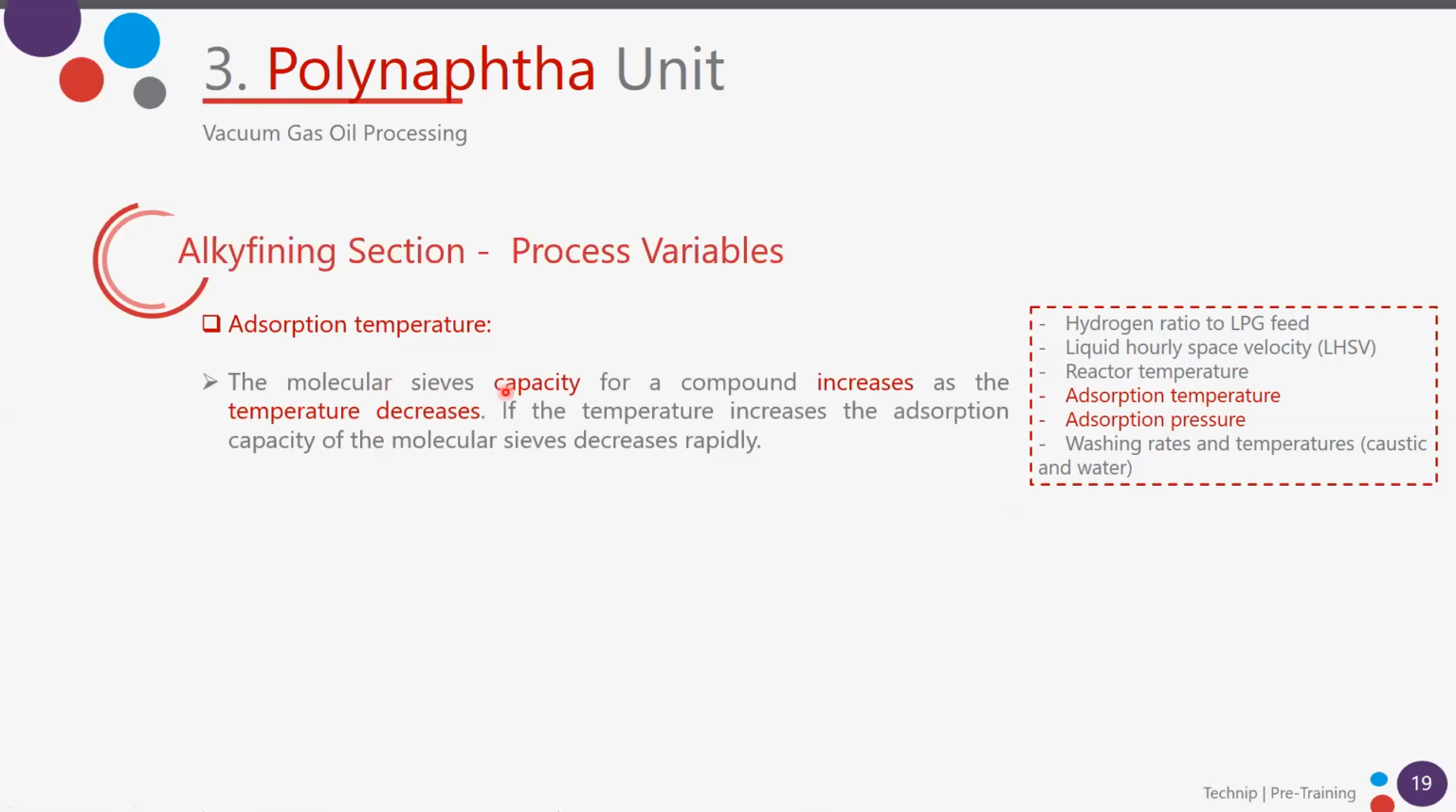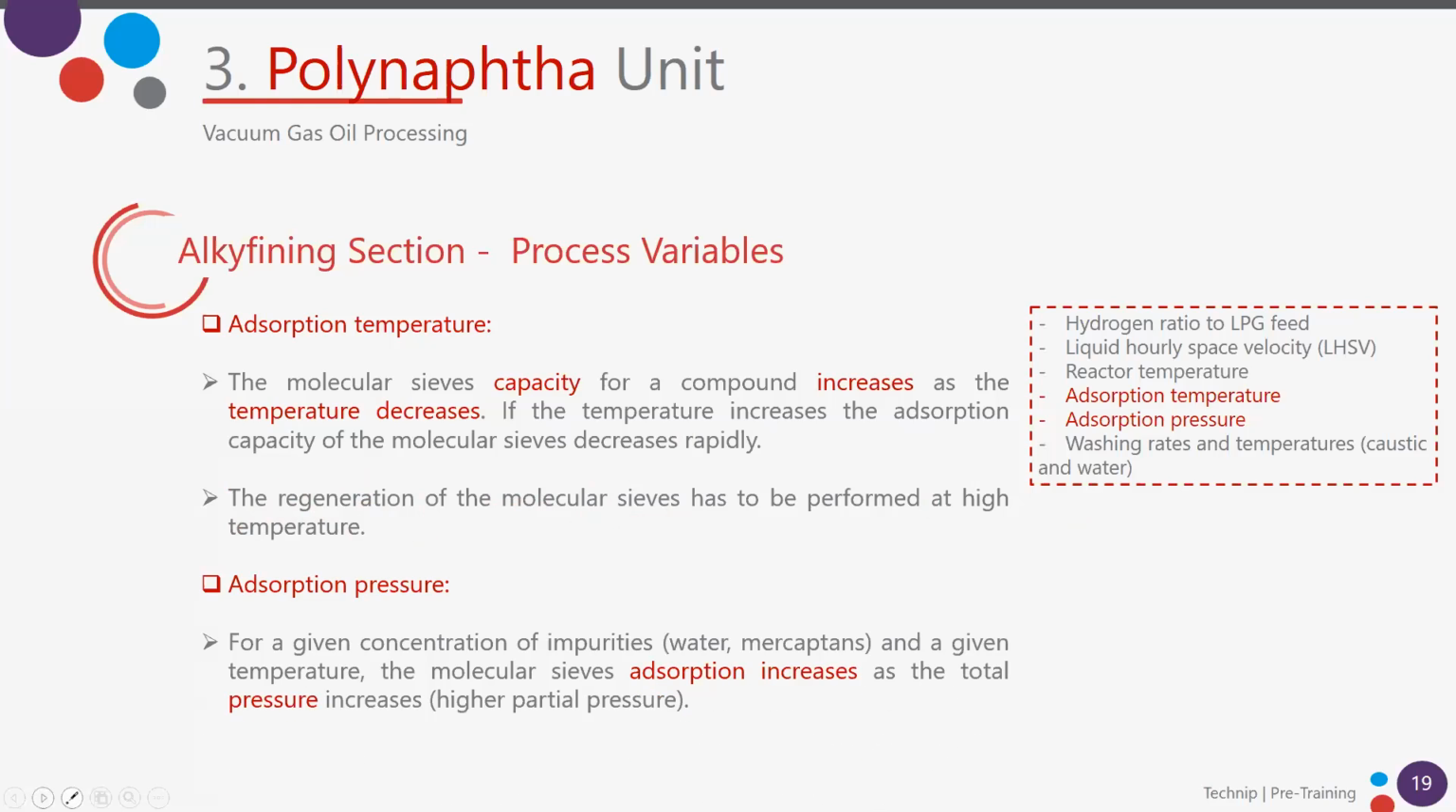So the molecular sieve capacity for a compound increases as the temperature decreases. As the temperature increases, the absorption capacity of the molecular sieves decreases rapidly. The regeneration of the molecular sieve has to be performed at high temperature. In the absorber, we are working at low temperature during normal operation, but when you regenerate this molecular sieve, you will do it at high temperatures, okay?